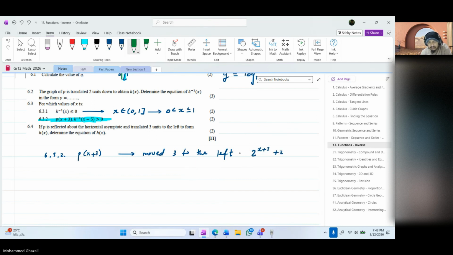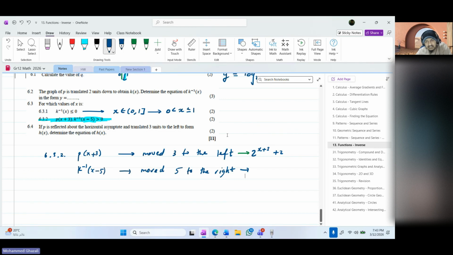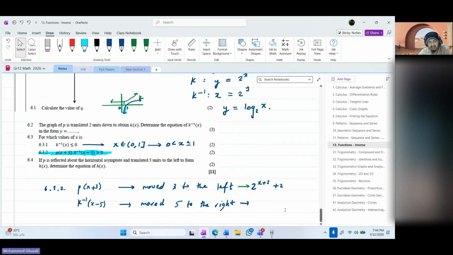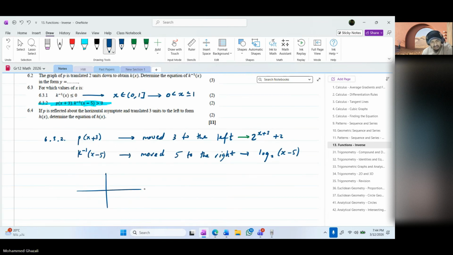Okay. And see what they're saying here, K inverse (x - 5). That means it is moved 5 to the right. Now K inverse is basically that function there, so that's log x, and that function becomes x - 5. So you're basically taking the product of this and saying when it is positive. I'm going to redraw this graph because it's a very difficult, level 4 type question.